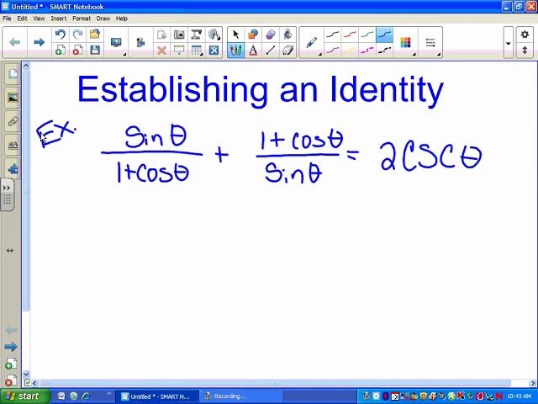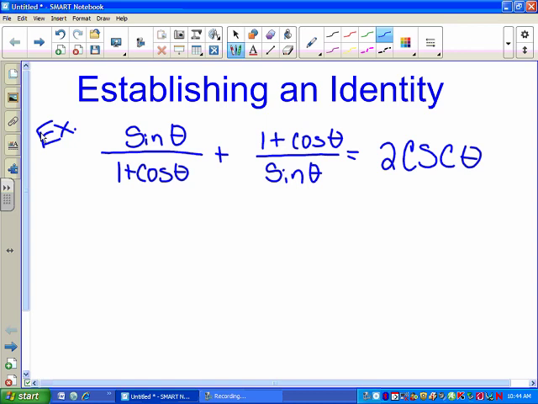About 90% of the time, we work on the left side and make it look like the right side. Not all the time. Every once in a while, it's easier to work on the right side. But in this case, I'm going to work on the left side, and I'm going to continue to do things to the left side until it looks like the right side, to show that the left side of this equation actually does equal the right side, which right now it's hard to believe.